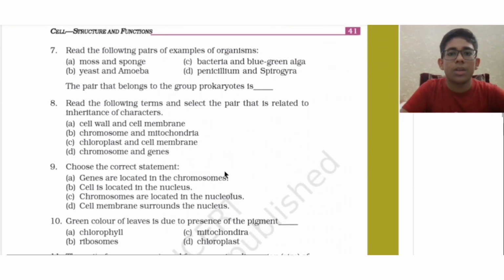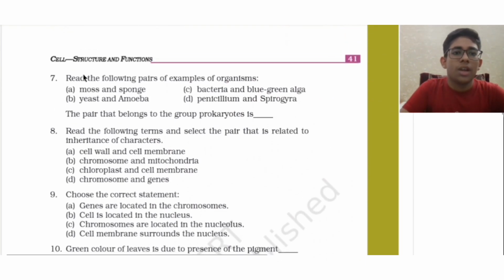Next question. Question number 7. Read the following pairs of examples of organism. The pair that belongs to the group prokaryotes is. So now what is prokaryotes? We know that prokaryotes are the organisms that have not fully developed nucleus and they have circular DNA, and they are a very primitive type of organism.